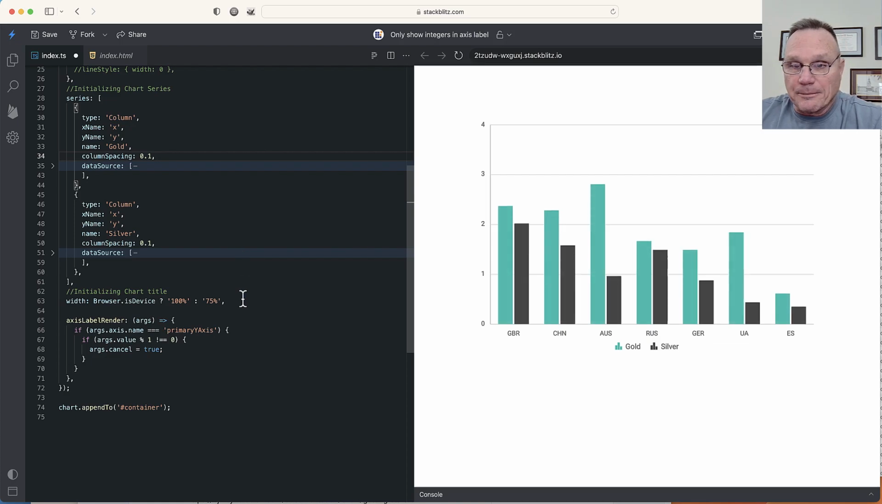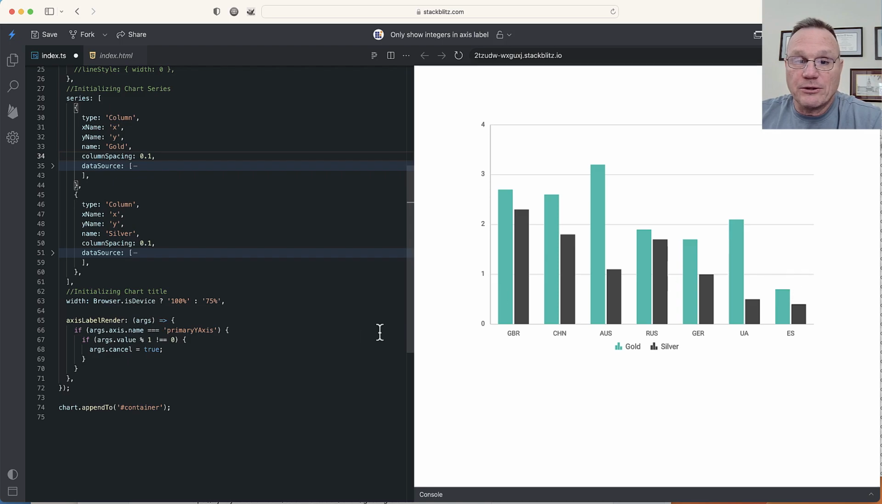Okay. Now we are checking for a browser. If it is a device, then it's going to be 100% width. Otherwise, it'll be 75%. So this here is 12.5, and this is 12.5 as well.